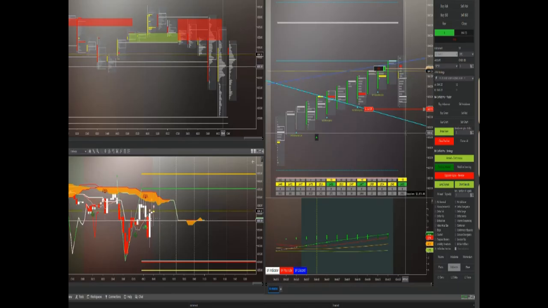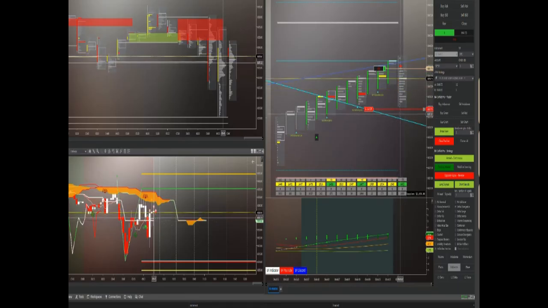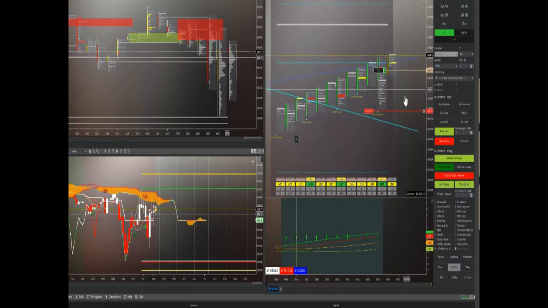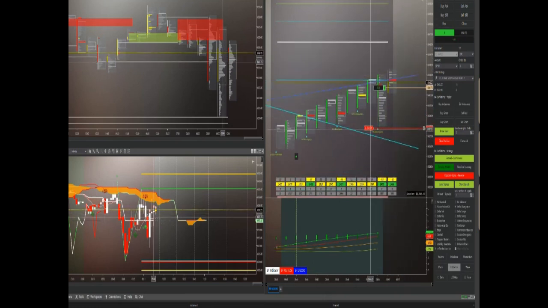We don't want to be, 12 contracts here. You want to be smaller here. If it goes in your favor, great. If it doesn't, you don't want it killing you. Or it's better to just turn it off here, actually. But I want to demonstrate it, so I'm leaving it on.